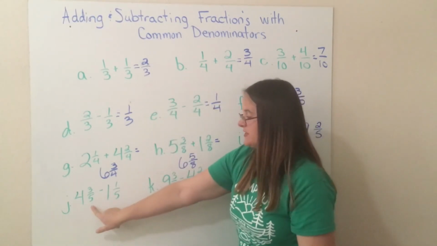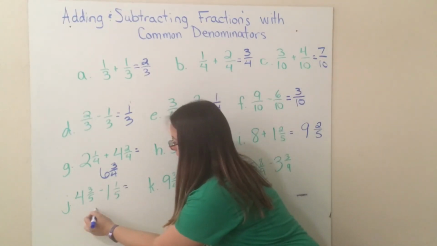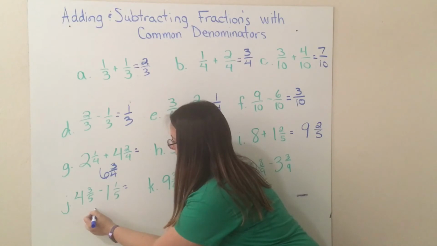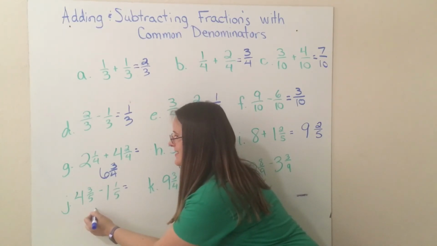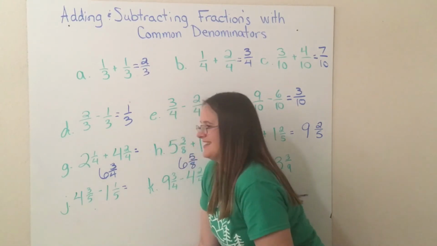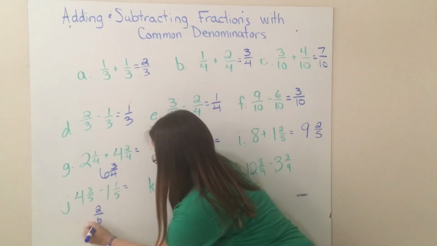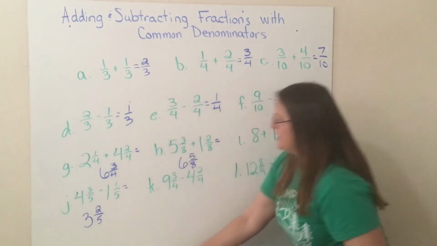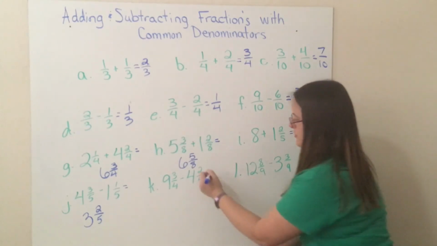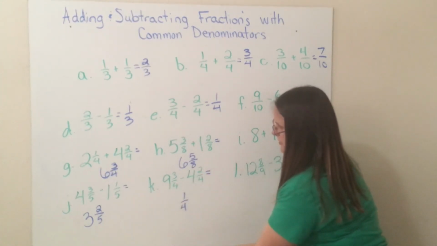Now we're subtracting. What's 3/5 minus 1/5? That is, hold on, just give me a minute. 2/5. 2/5. And 4 minus 1? 3. Okay, 3/4 minus 2/4. 1/4. And 9 minus 4. 5.